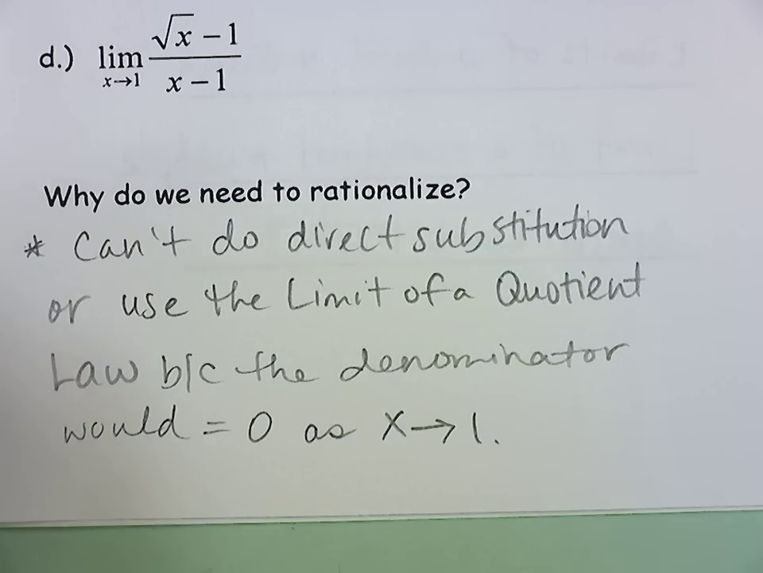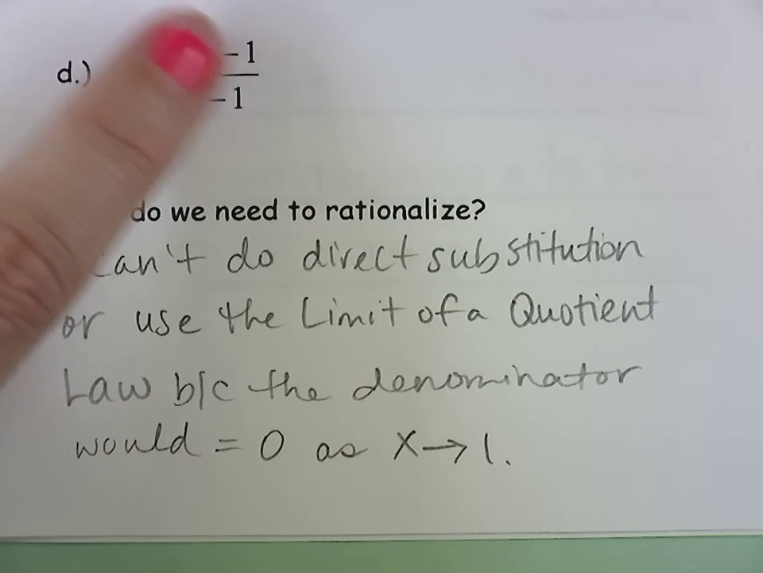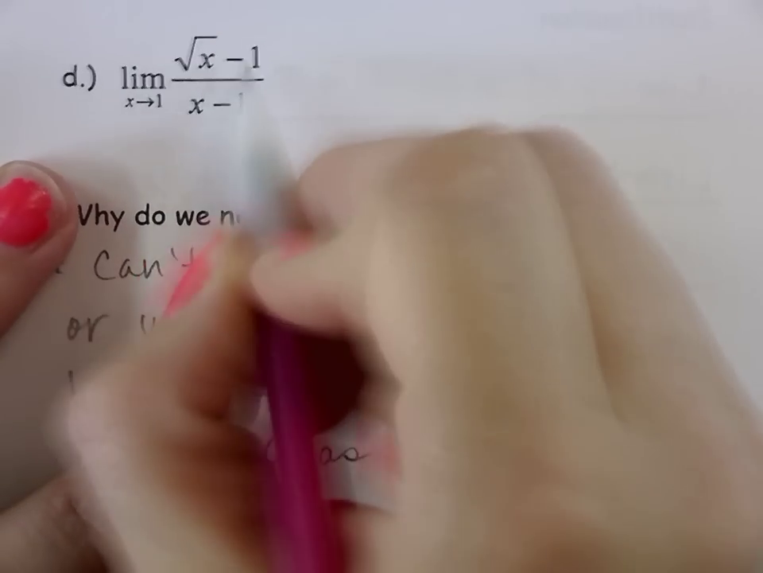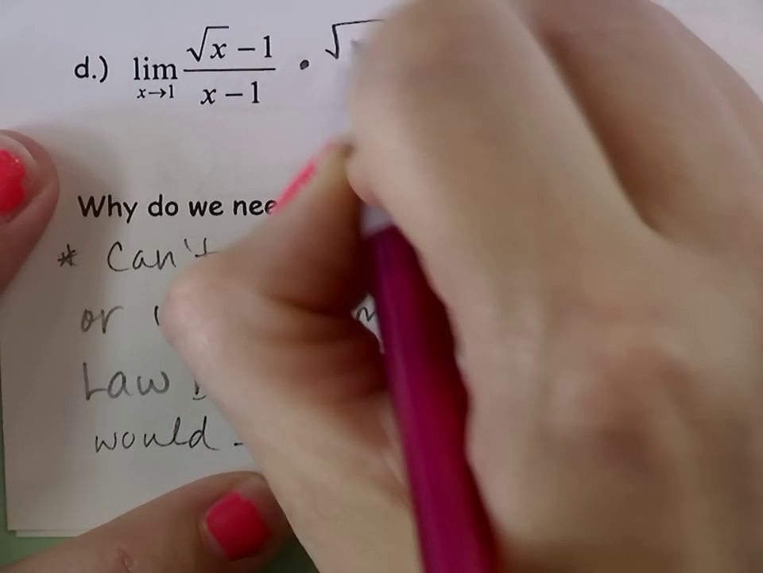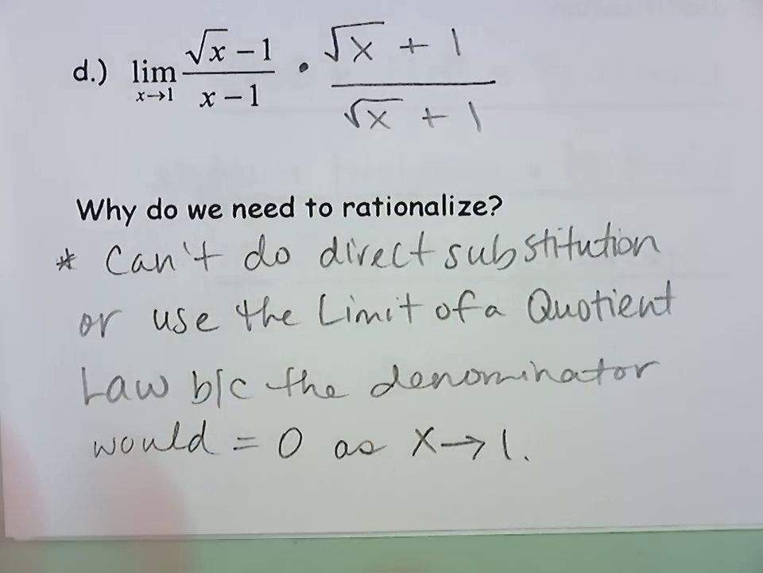Now, I told you that we needed to rationalize. Can you guys think about what that's going to look like for this one? What are you thinking? I thought I would multiply times the conjugate of the numerator. Yes, okay, so you're going to multiply by the conjugate of the numerator in order to rationalize. So you need to multiply by the square root of x plus 1 over the square root of x plus 1. Okay, so we are going to rationalize the numerator here.